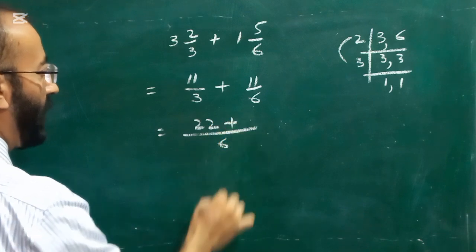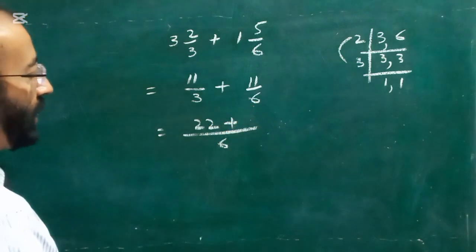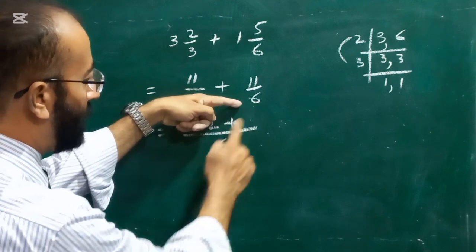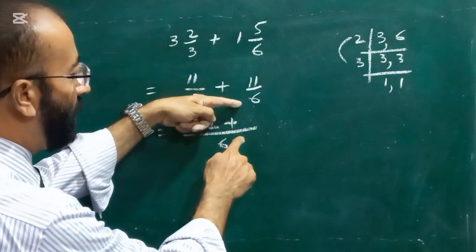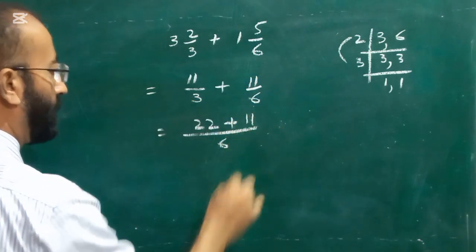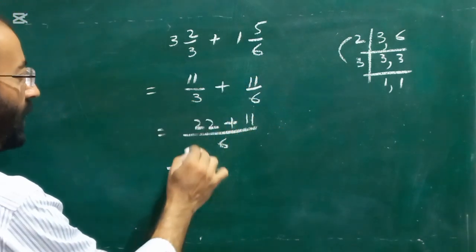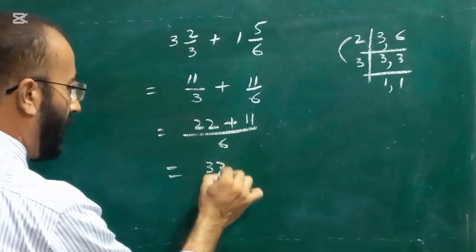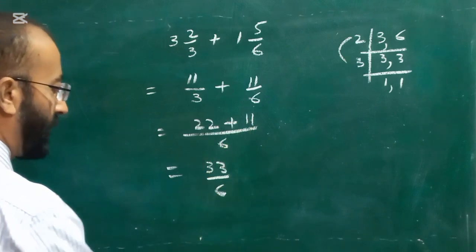This plus sign will remain as it is. Now read the table of the denominator of the second fraction up to the number where 6 will come. So 6 1s are 6. That 1 will be multiplied with the numerator of the same fraction. So 1 11s are 11. So now add these two numbers. 22 plus 11 will be 33. This 6 will remain as it is.